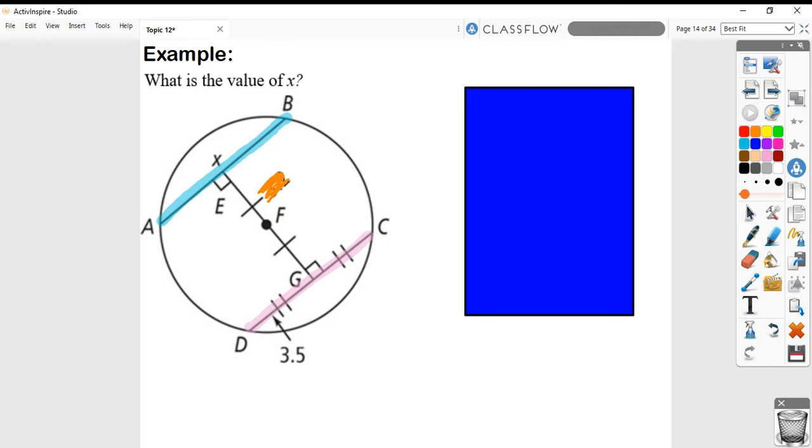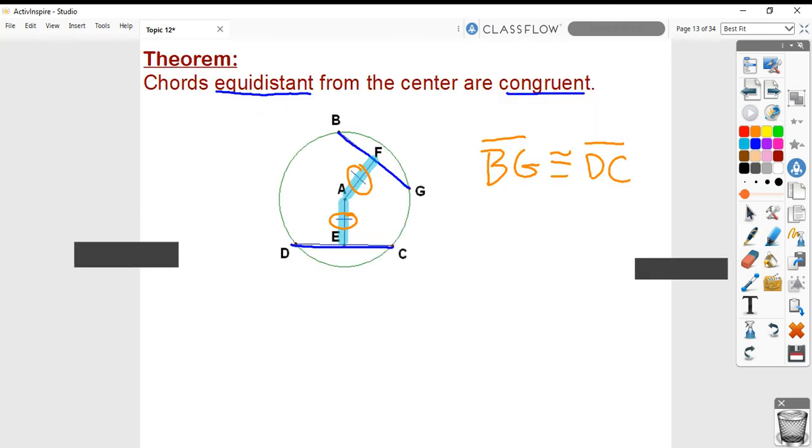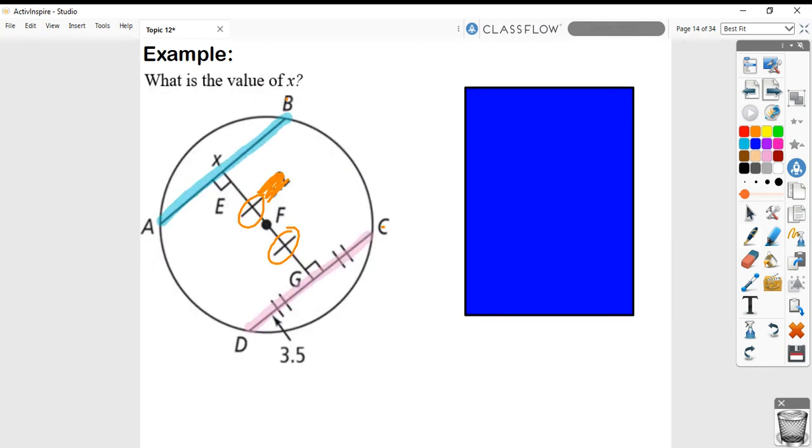Okay? All we need to know is that those two chords that I highlighted, chord BA up over here and chord CD down here, are the same distance away from the center, and we know that they are according to those tick marks that I just circled. This theorem that we just looked at says that if they're the same distance away from the center, then they are congruent to each other.